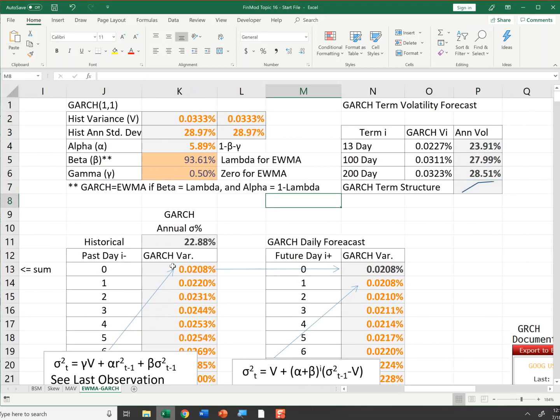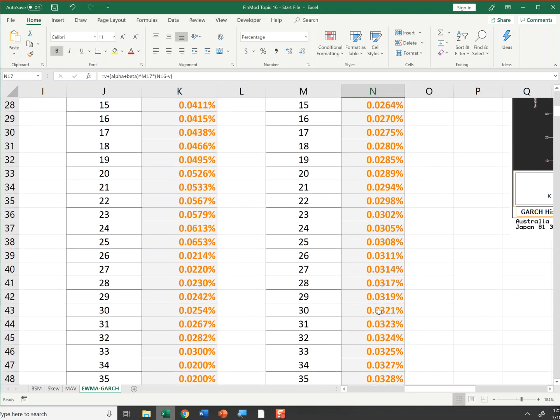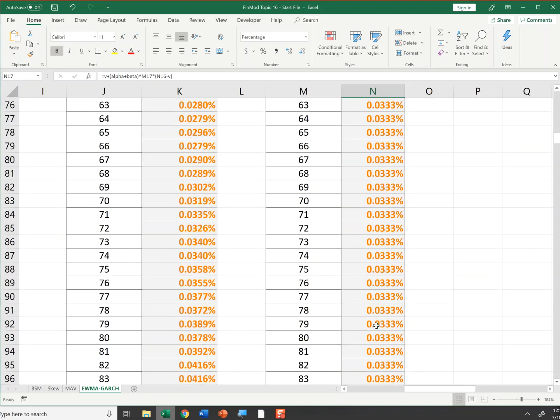I'll then use that second formula to forecast what volatility will be tomorrow. So notice I have my forecast for today. I already have an observation for today, so my forecast for the volatility today is the GARCH estimate for today. However, if I'm estimating volatility for tomorrow, I'm going to take my formula of long-term average plus alpha plus beta to the i times the difference between the prior day's forecast, this number in the cell right here, minus the long-term average. And notice what this number is doing. It's getting closer and closer to that long-term average of 0.033, and then it stays there.